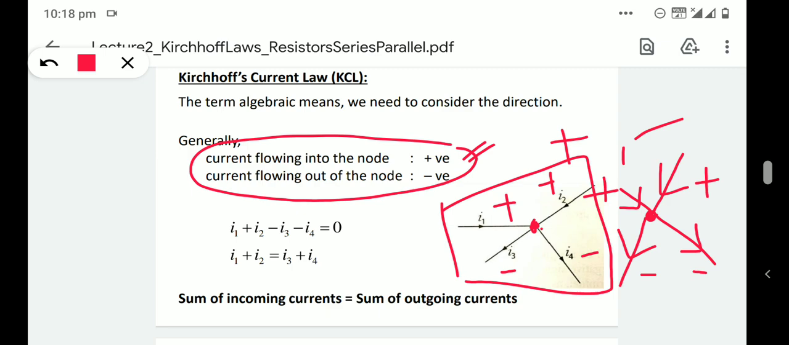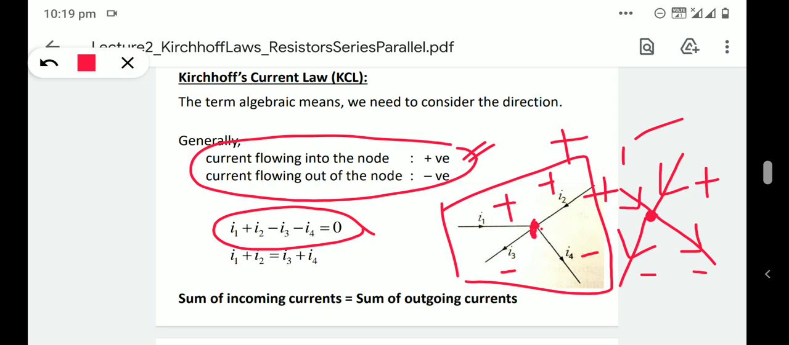So according to KCL, we can write plus I1 plus I2 minus I3, because I3 is flowing out of the node, minus I4, should be equal to 0. Okay, so this is the condition for this particular node. Again this can be written by taking I3 and I4 to the opposite side of the equals sign, so it becomes I1 plus I2 equals I3 plus I4.